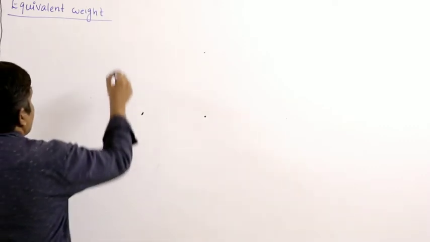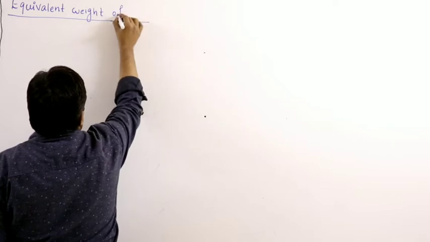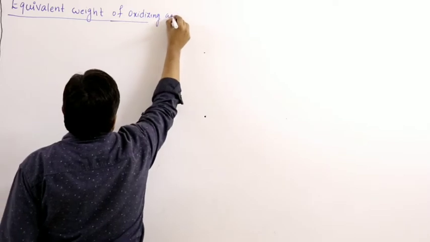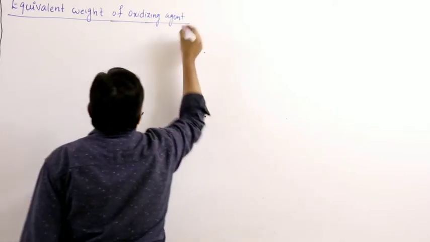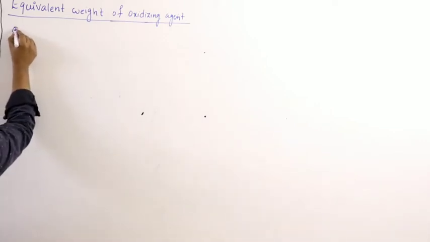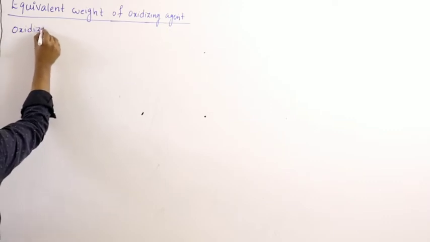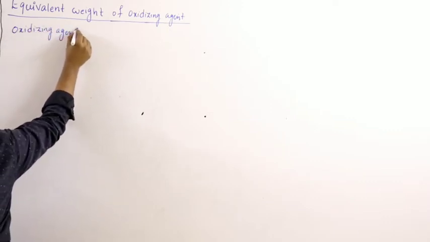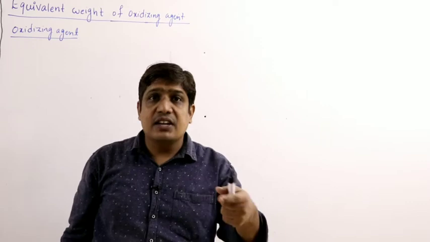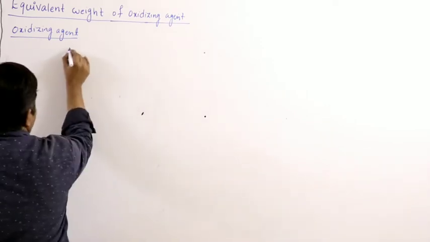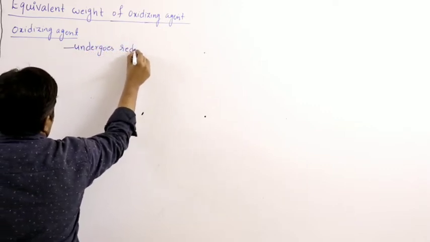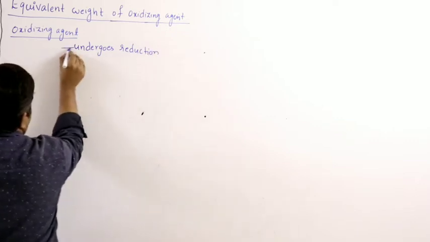So let us go for equivalent weight of oxidizing agent and reducing agent. So what is an oxidizing agent? Already we have studied the meaning of oxidizing agent. A substance which oxidizes some other substance itself will undergo reduction. So an oxidizing agent undergoes reduction. It itself undergoes reduction.